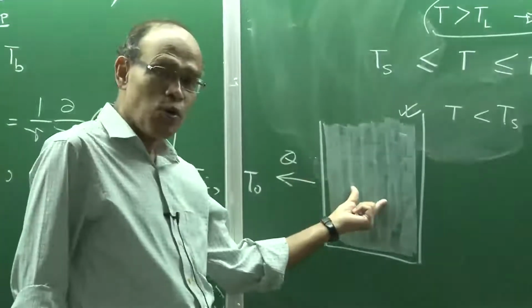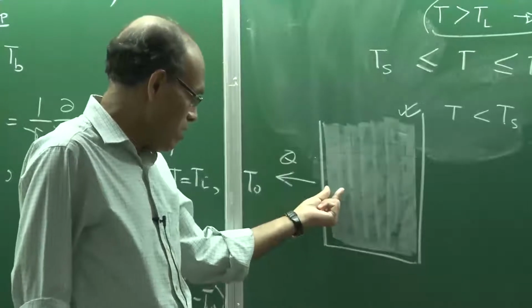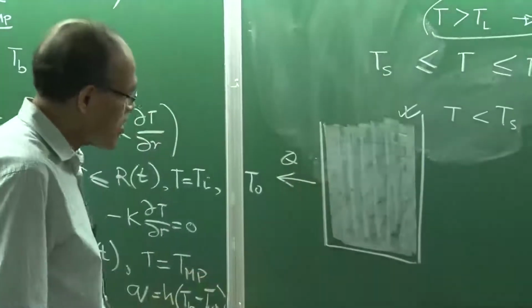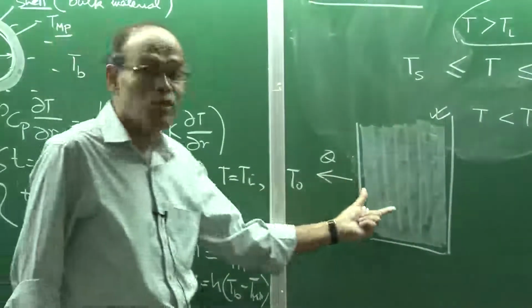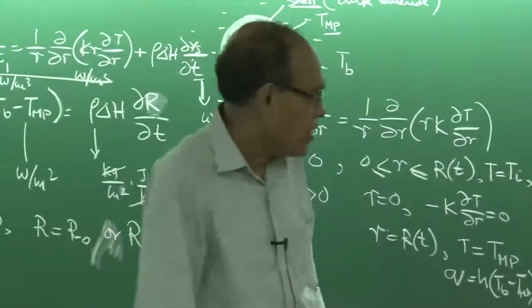So the center is going to be solid later, and the periphery, the surface of the ingot, is going to solidify faster. In the process of solidification, we also know from our fundamentals that shrinkage takes place.